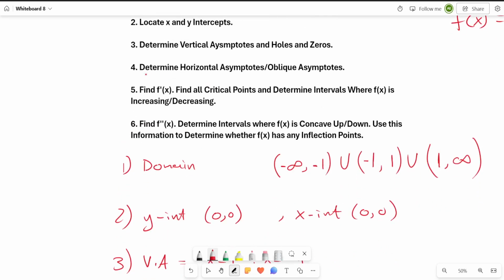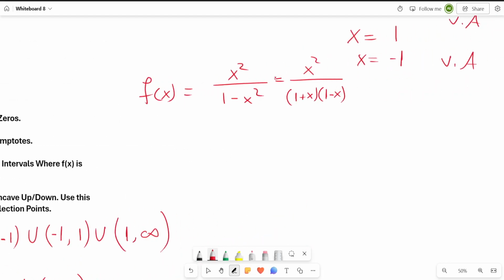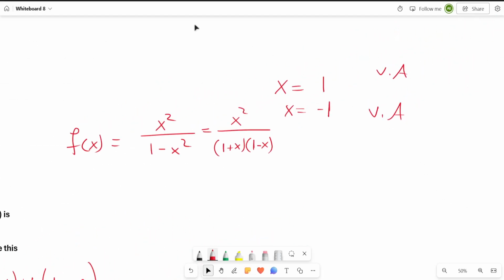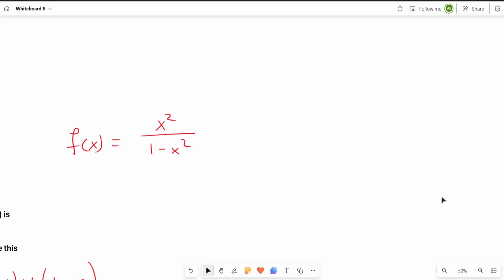Let's do step 4, which is determining if I have a horizontal asymptote or an oblique asymptote. So let's come over here. Let's erase this. For horizontal asymptotes, I always start by dividing every single term by the x with the highest power in the denominator. In the denominator, I have an x squared, which is the highest power of x. So I'll divide literally every single term by x squared.